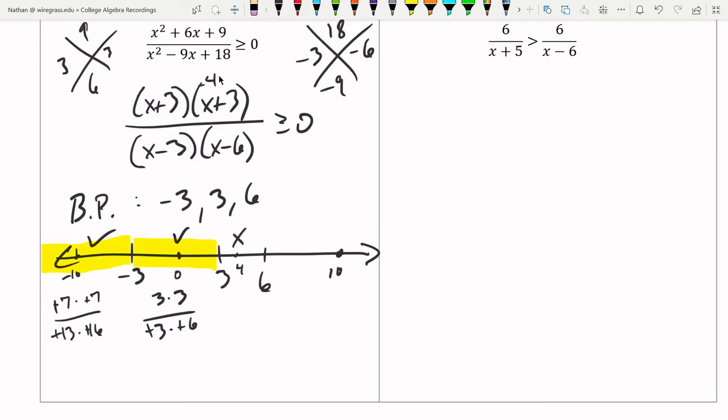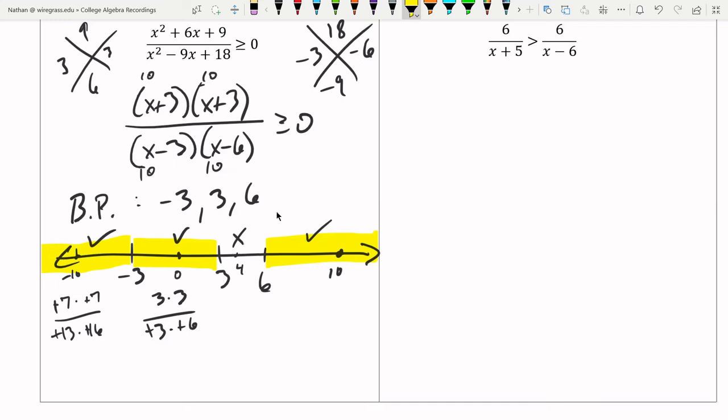Finally, let's test 10. On top, we have a positive. It's 13 times 13, so it's going to be positive. On bottom, we have 10 minus 3, 10 minus 3. So that's going to be 2 more positives. We get positives all around. That's going to give us a positive answer here, and that is what we want.